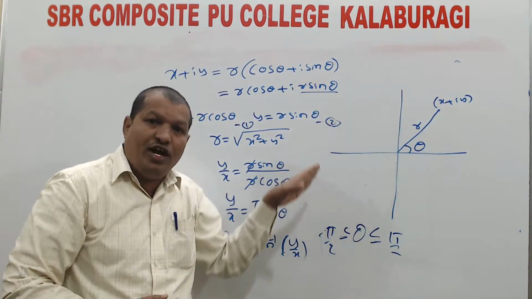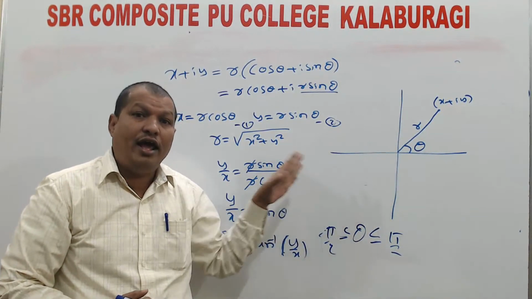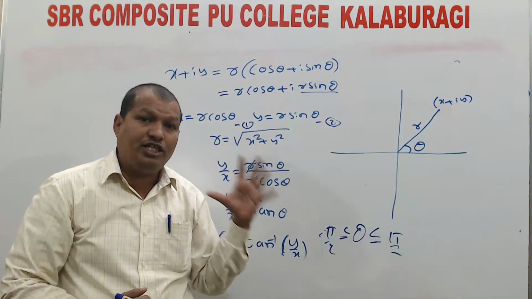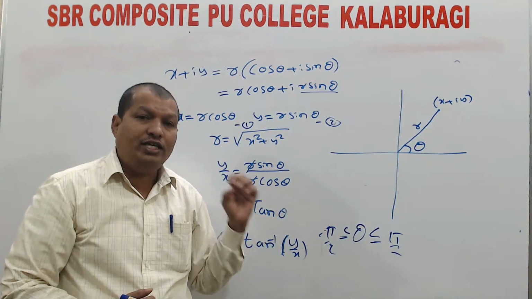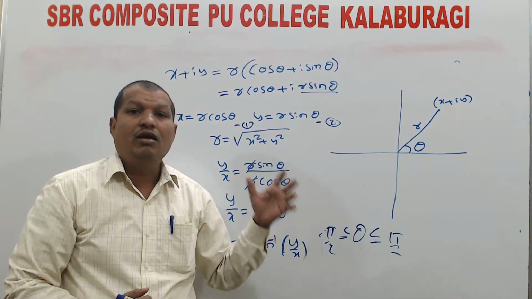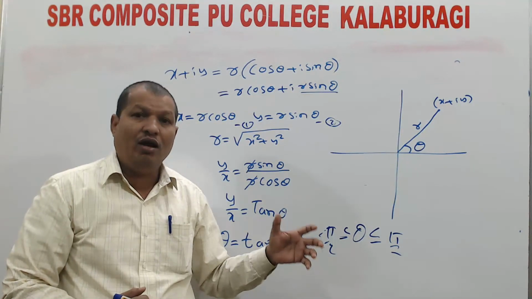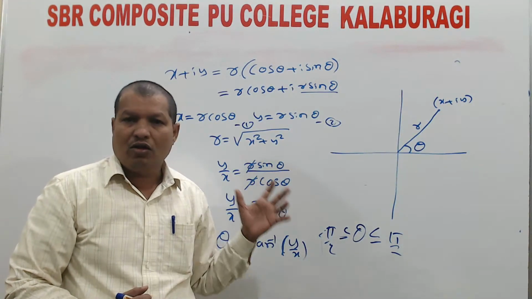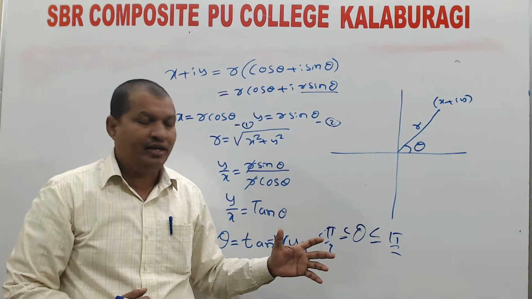We have infinite values of theta, and all of them are called amplitudes. If you take the smallest value, lying between minus pi by 2 and plus pi by 2, that amplitude is called the argument of the complex number or the principal value of the complex number. Okay, is it clear?